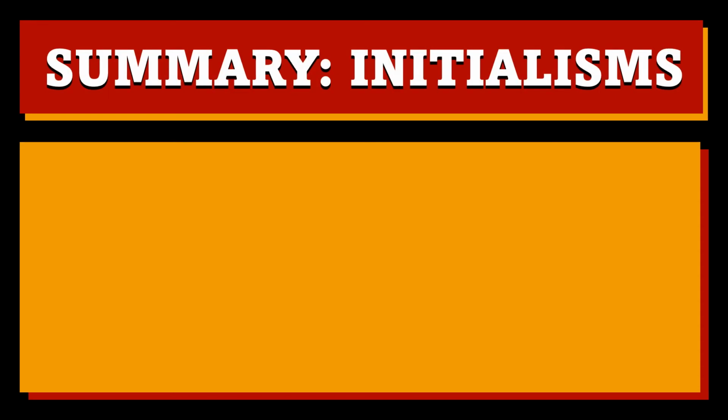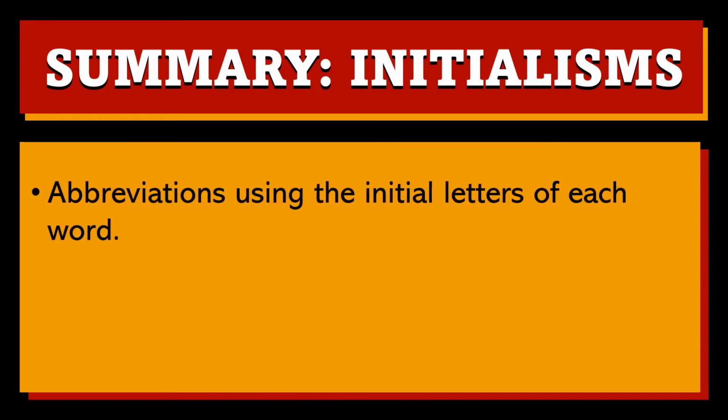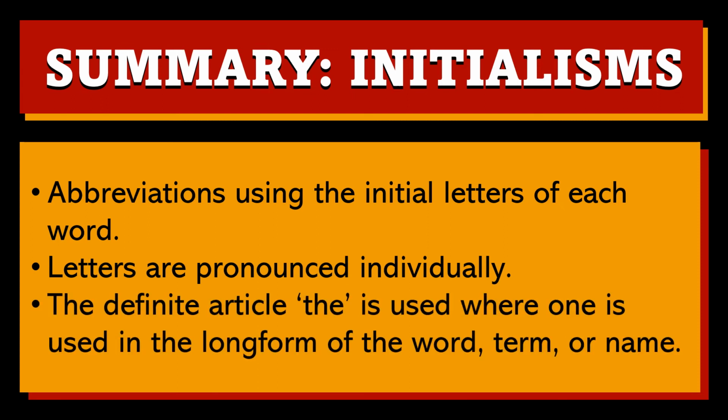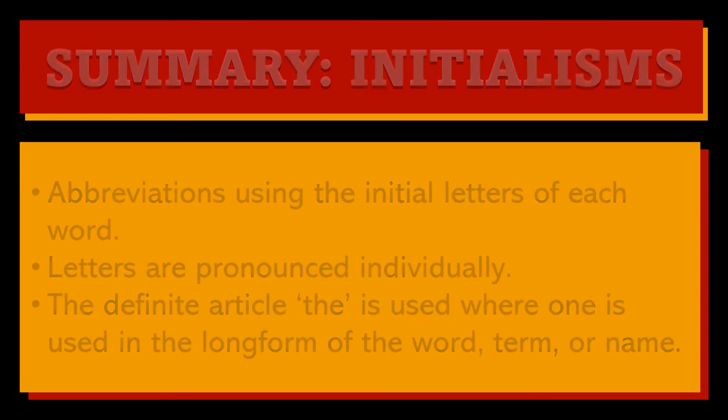Let's do a quick summary of our key points. Initialisms. They are abbreviations using the initial letters of each word in a long-form term. The letters are pronounced individually: NSA, FBI, CIA, and the definite article "the" is used where one is used in the long form of the word, term, or name being abbreviated.